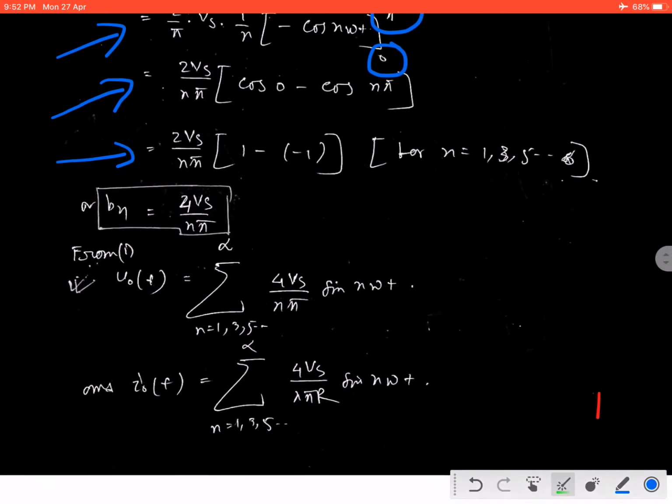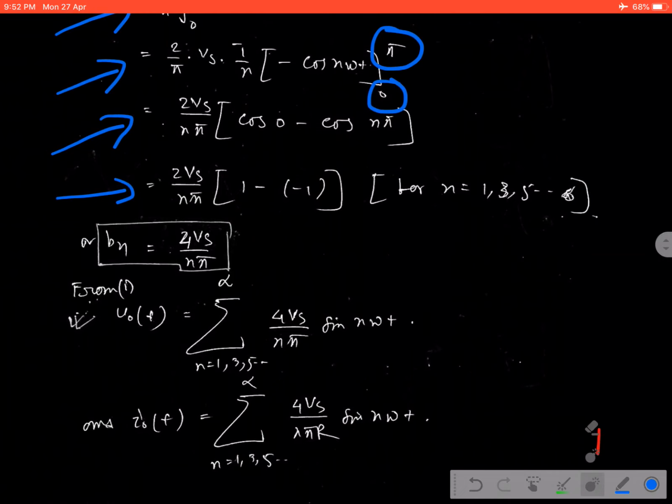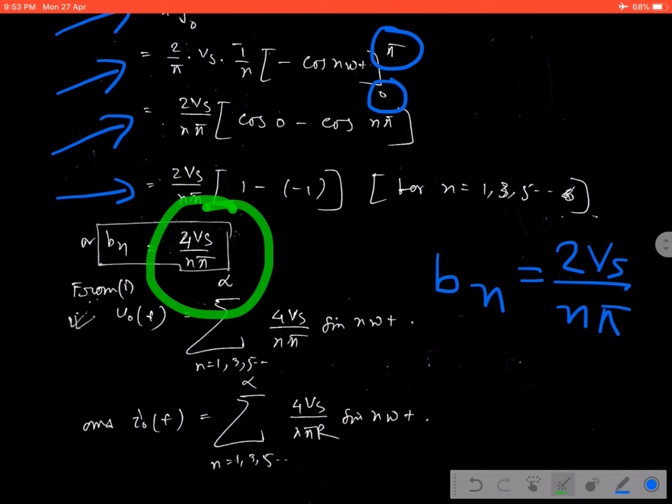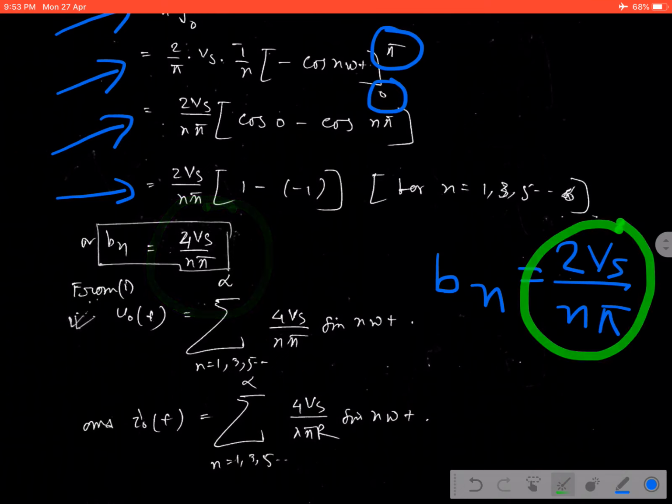See, in the previous section, when we calculated the coefficient Bn in case of the half bridge inverter, we got the result Bn equal to 2 Vs by n pi. That means what? In this case, we are having double the value with respect to the previous one. That is why this type of full bridge circuit will give you the maximum output voltage with respect to input. Okay, that is a good advantage or merit of using this kind of circuit.